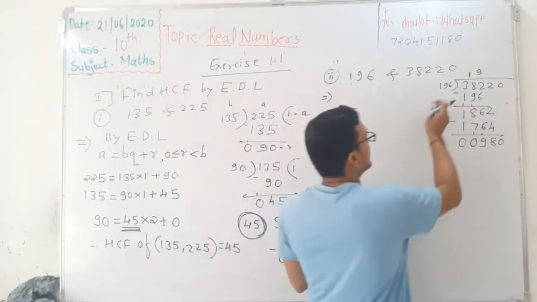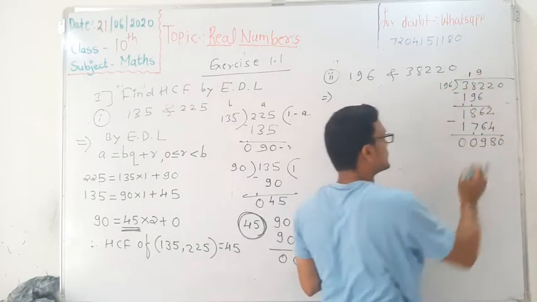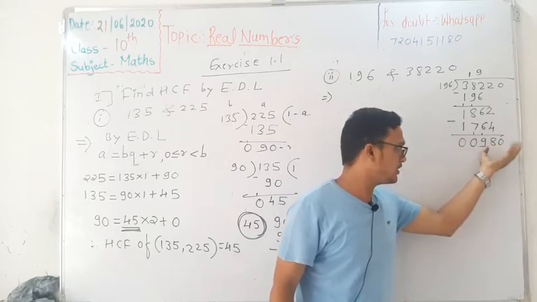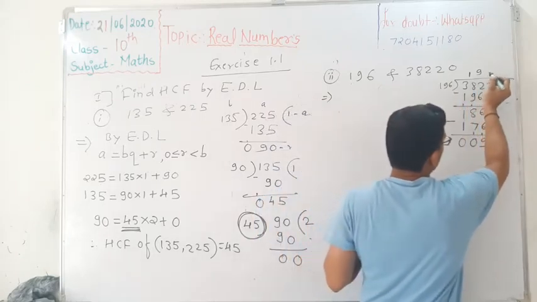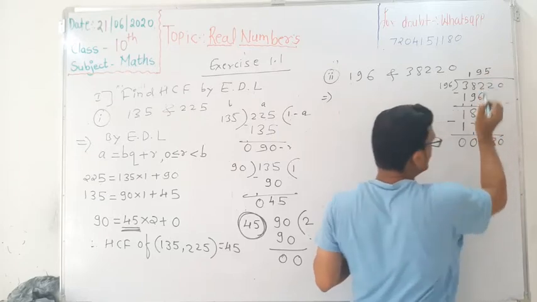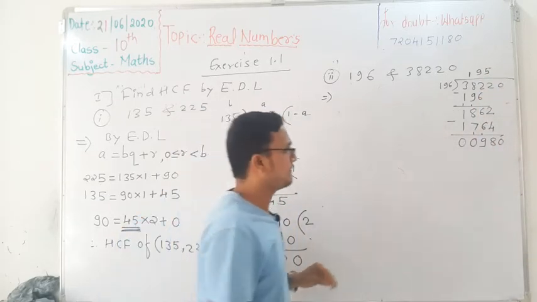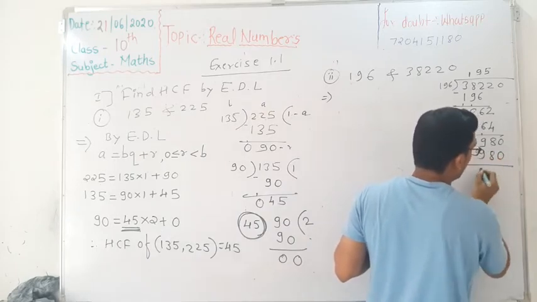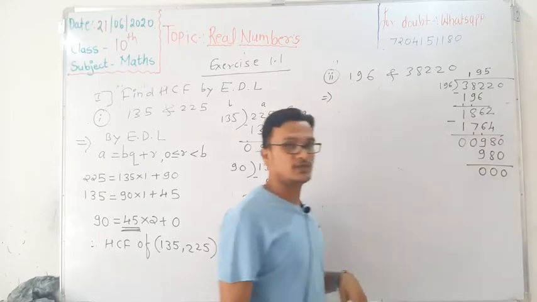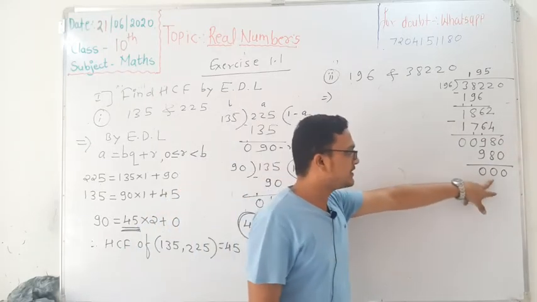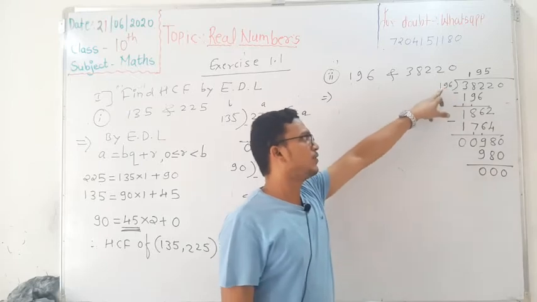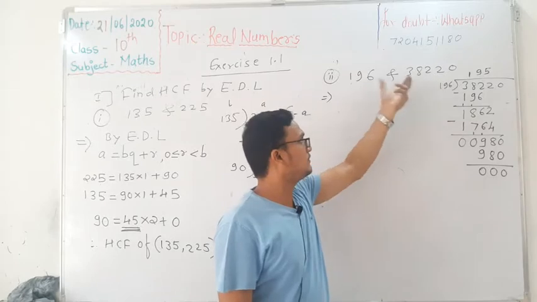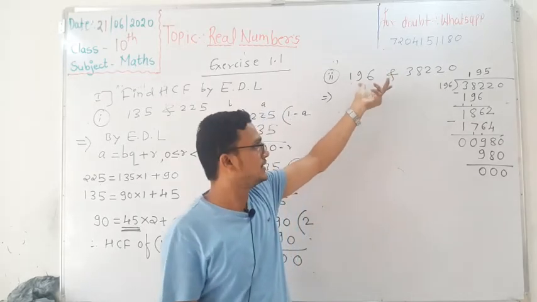Okay, now next again 196 into some number we have to multiply to get this figure, that is 980 or the nearest number. So I think if I multiply 196 into 5, then I will get the number 980. So therefore the remainder will be 0. Once we get the remainder is 0, then that divisor is called as the HCF of the given two positive integers.